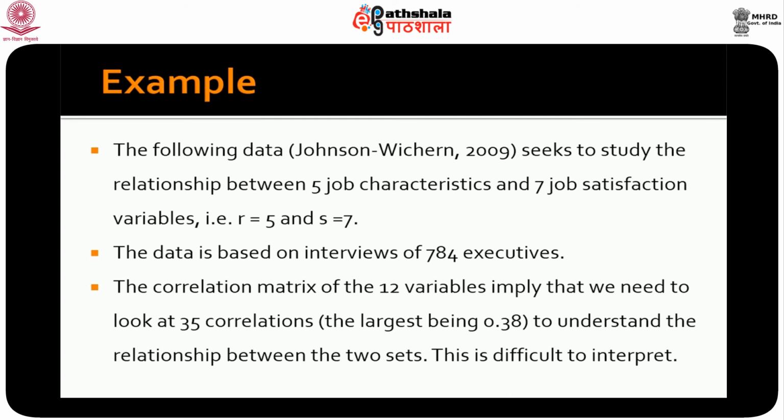We can see this, and if you look at the 2 blocks off the diagonal, you can see that they give us the correlations between each of the variables from the first group with each of the variables of the second group. There are 35 of these observations, and the largest one of them is 0.38. It's not very easy to comprehend how these two groups are related, and therefore we will try a canonical correlation analysis on this.